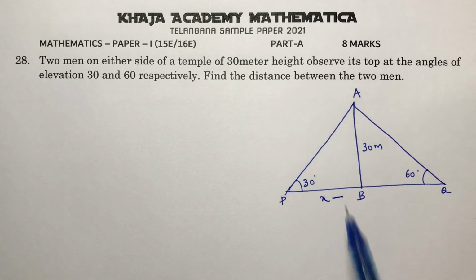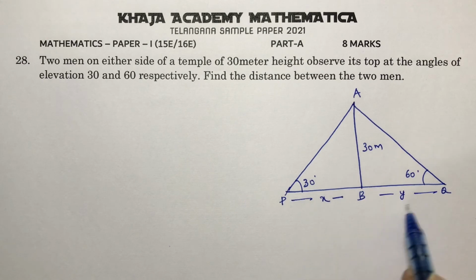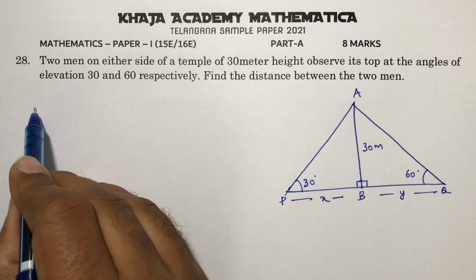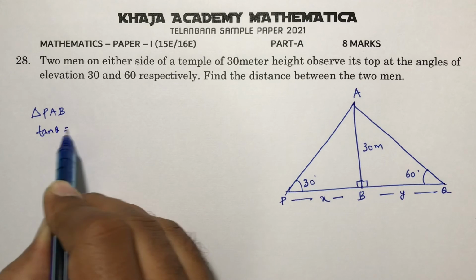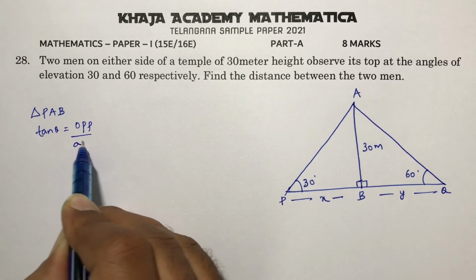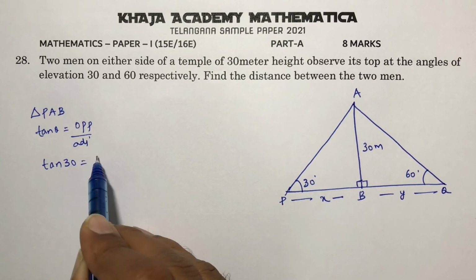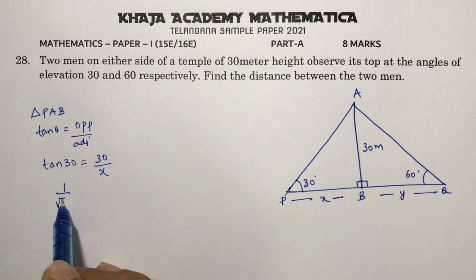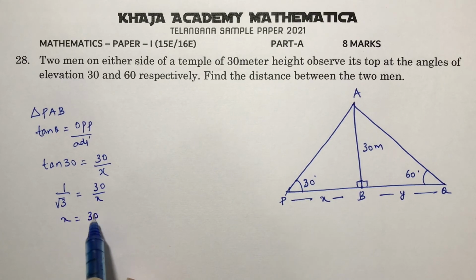So I'll consider this as x and this value as y. So I need to find x plus y. So here first I'll take this triangle, triangle PAB. Tan theta is opposite by adjacent. Here theta is 30. So tan 30 is opposite, 30, by x. 1 by root 3 is 30 by x. So x equals 30 root 3 meters. You got the value of x.